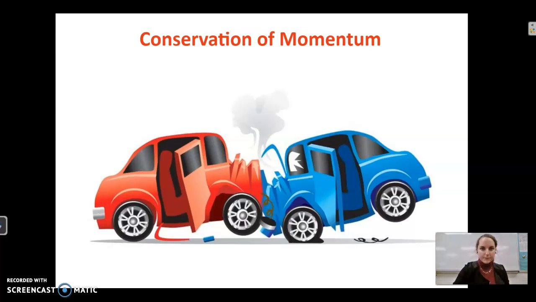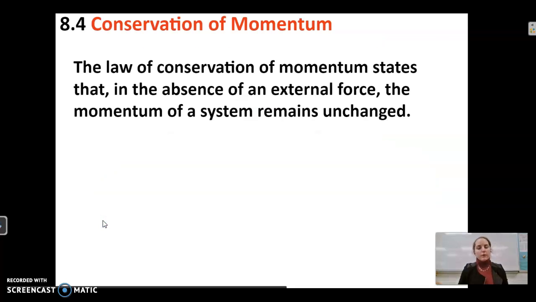So let's get started. So conservation of momentum, this is just the law of conservation of momentum definition, but there is also an equation that is a little bit easier to read. So we'll go over this law and then talk about the equation. So the law of conservation of momentum states that in the absence of external forces, so all of your forces that are happening are within the system. It's not happening anything external. So in the absence of external forces, the momentum of the system remains unchanged.